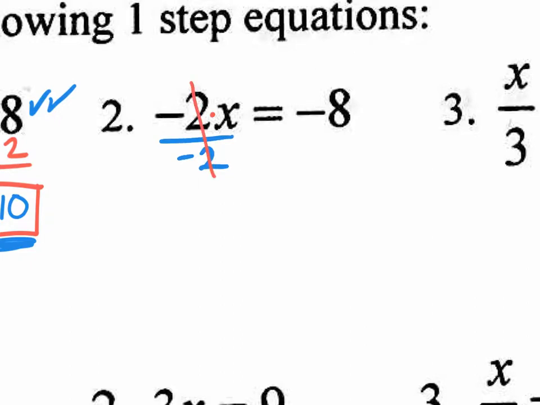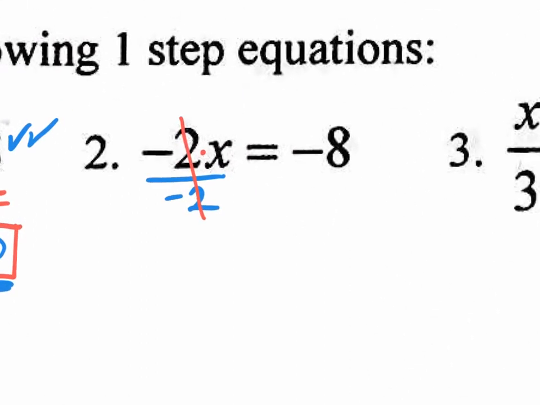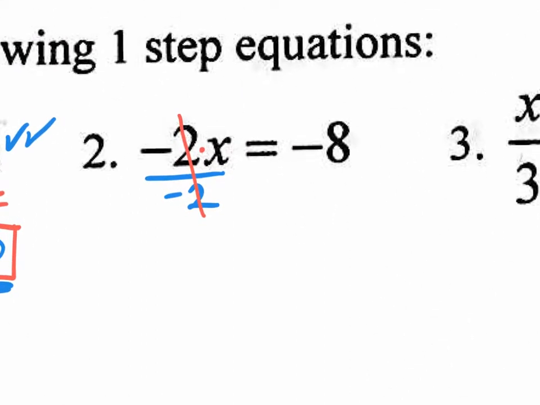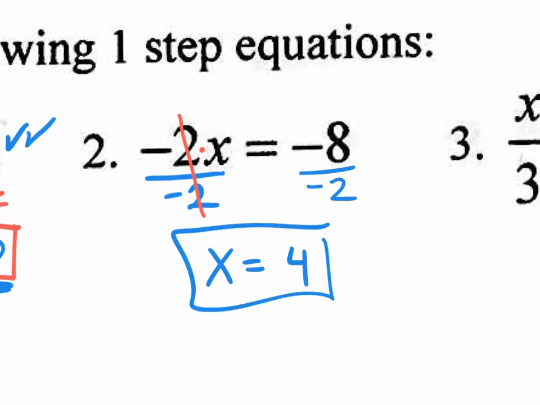Now, some people might say, just divide by 2. Hey, but what happens with that negative sign? It doesn't disappear. You want to get rid of the whole thing, negative 2, so divide by the whole thing, negative 2. And of course, right now, it's off balance, right? So whatever I do to one side, I have to do to the other side to maintain the balance. So that would be negative 2 over here. So my answer is x equals positive 4, because negative 8 divided by negative 2 is positive 4.